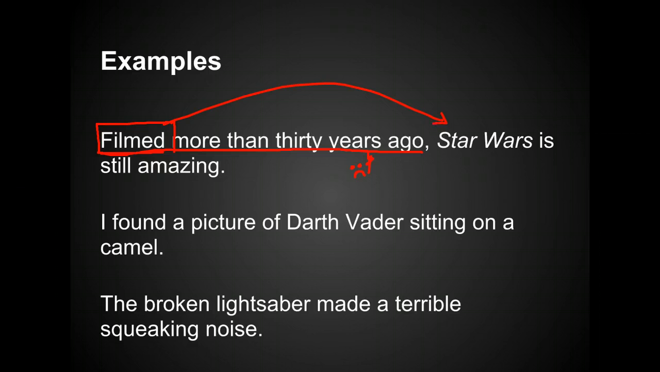Now, we can double check. We can use our tip. Remember, we said our tip was you can part with participles. So I ask myself, can I remove what I have underlined? If I take this out, if I part with it, do I still have a complete sentence? And the answer is yes. I can still say Star Wars is still amazing, and that is a complete sentence. That means we have successfully identified, in this instance, a participle.